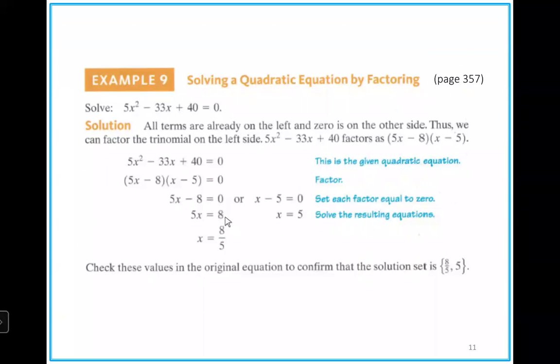So if 5x is equal to 8, then x would be equal to 8 divided by 5. And then on this side, x minus 5 equals 0, so x is equal to 0 plus 5, which is just 5. So the two answers we have here are x equals 8 over 5, or x equals 5. And you could always check those to see if they work, to see if you're on the right track.